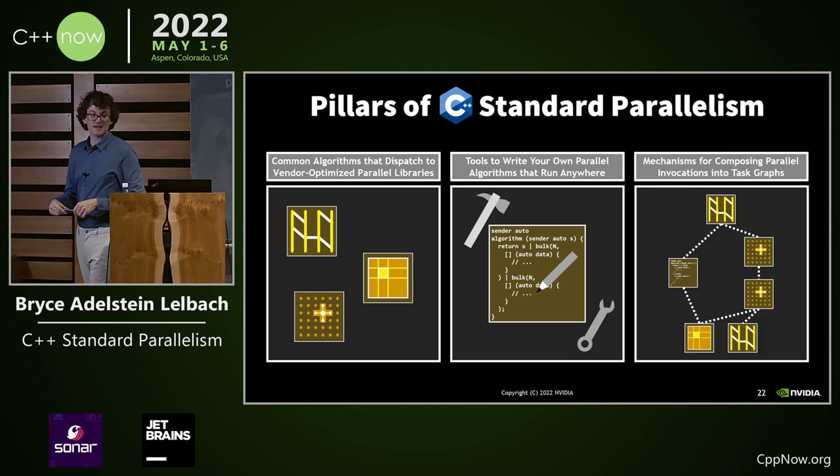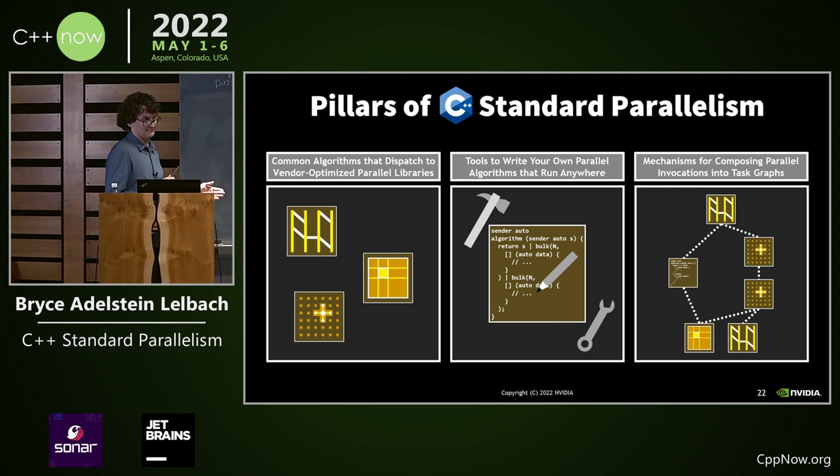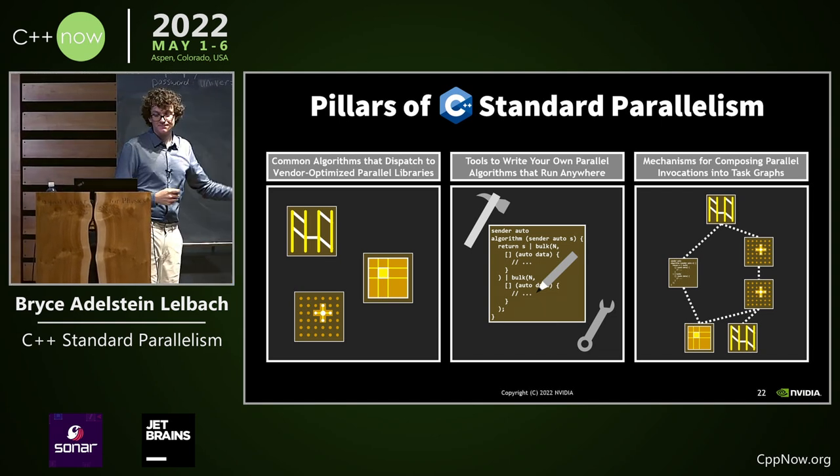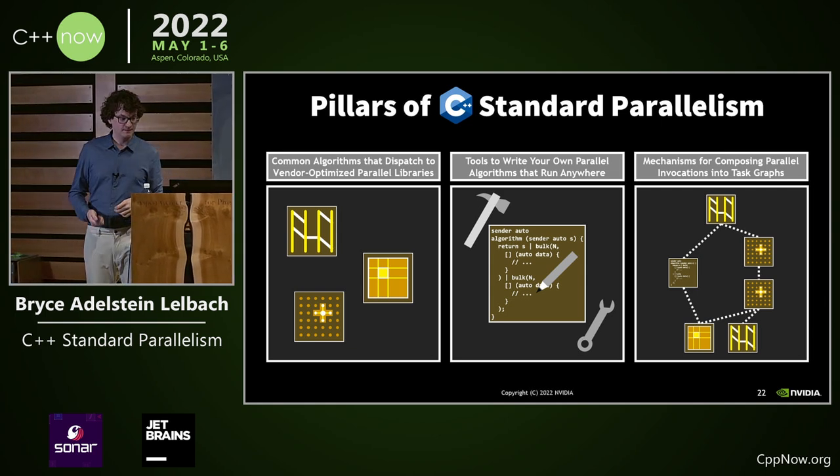And finally, we need mechanisms for composing parallel invocations of algorithms into task graphs. So we're going to cover all three of these pillars today, but we're going to start with the first pillar, the collection of common parallel algorithms.